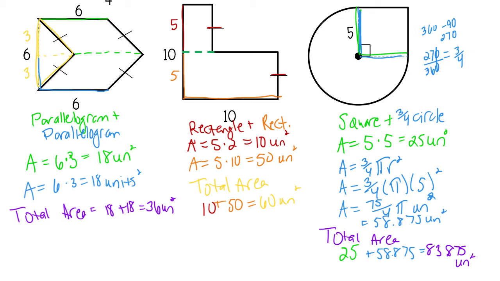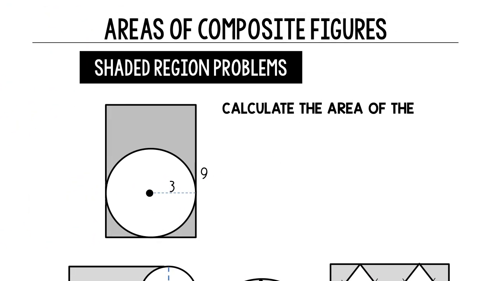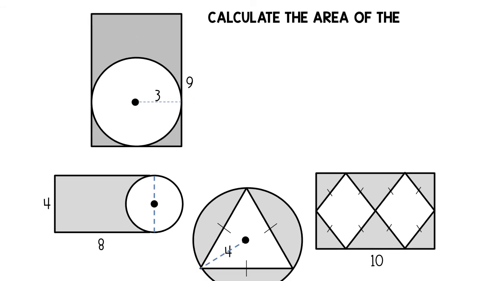All right, that's all on the front for our composites. Let's flip it over and look at shaded regions. It's going to be a whole lot similar, except instead of adding things together, we're going to be subtracting this time.